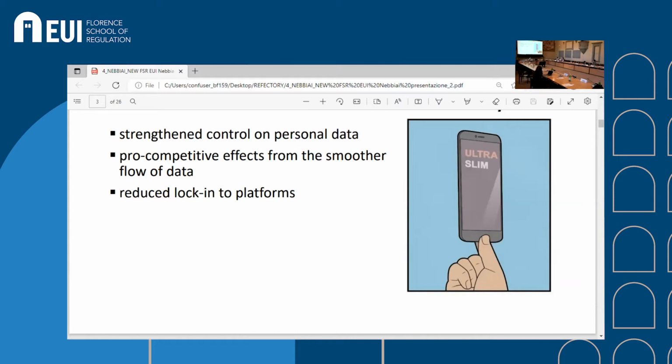There is also an economic impact of the measure, because in theory, data portability allows pro-competitive effects and more innovation, because it allows a smoother flow of data between different digital services, thus allowing more actors to enter the markets. And moreover, it makes switching between different services easier for users.